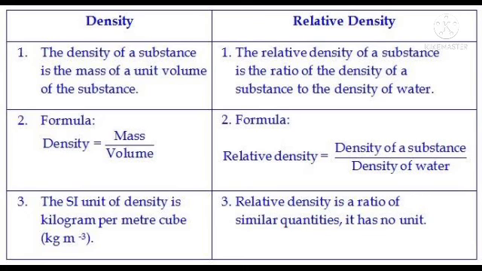For example, steel, gold and mercury are heavier than water because they have a relative density greater than 1, and ice, cork and kerosene are lighter than water because they have a relative density less than 1. So things that are heavier than water sink in water, and things that are lighter will float on water.